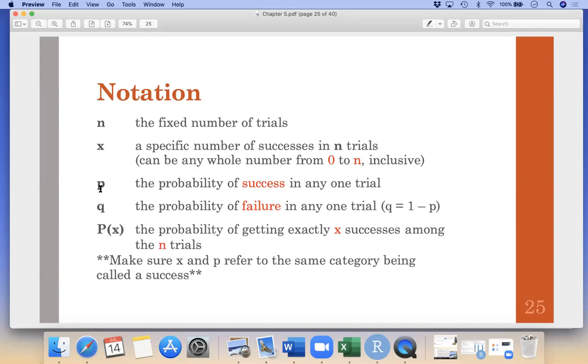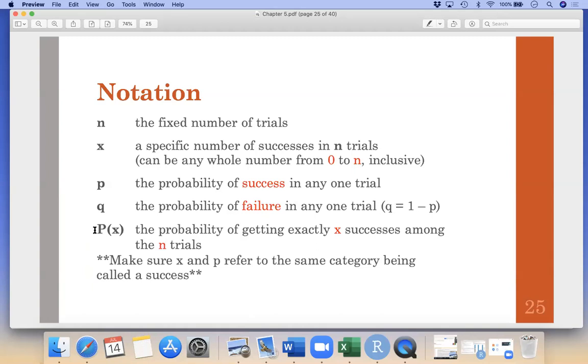Then a simple p is the probability of success in any one trial. Then q is the probability of failure in any one trial. The p is the success probability in each trial. q is the failure probability in each trial. If you want to find q, you can use p. So please remember, this is a very important formula. If you want to find the failure probability, you can do 1 minus success probability.